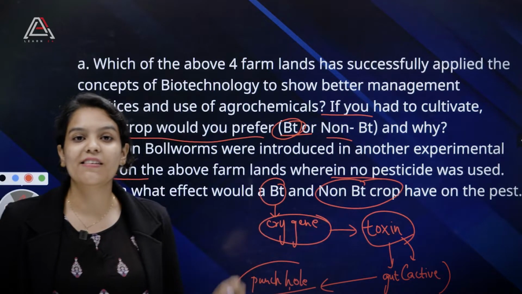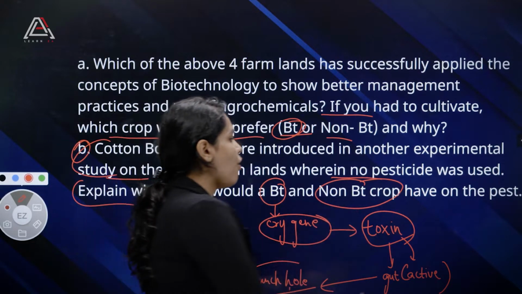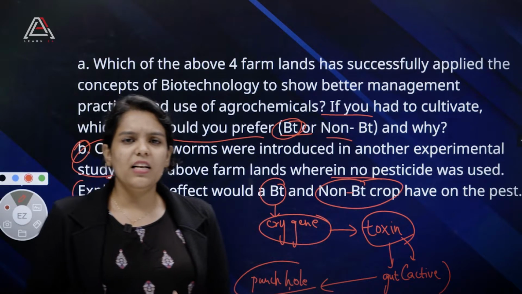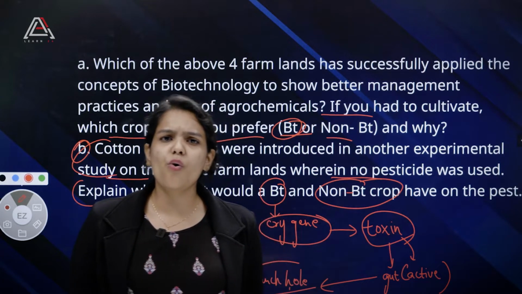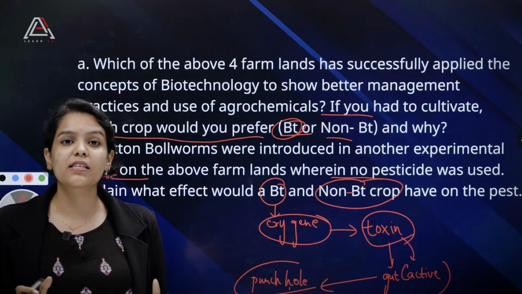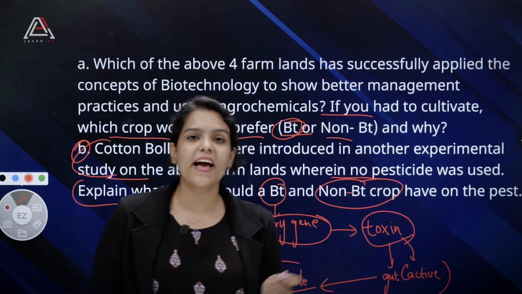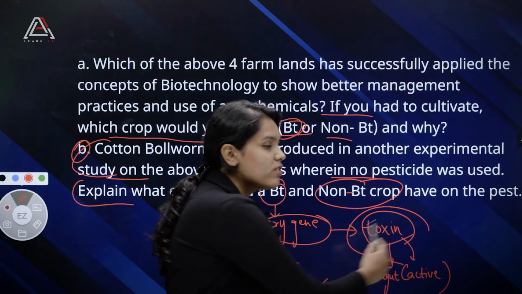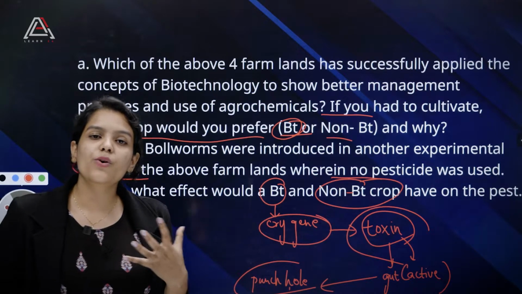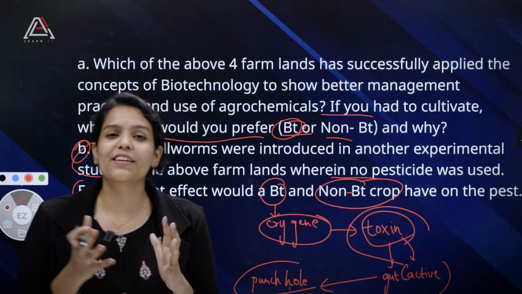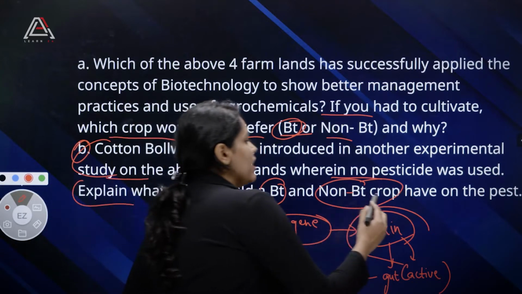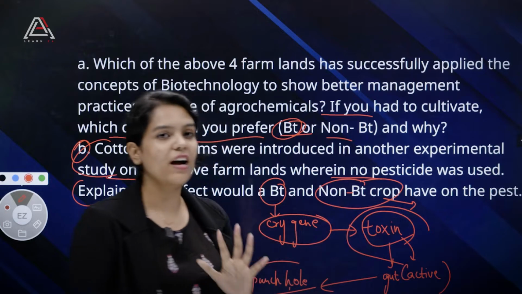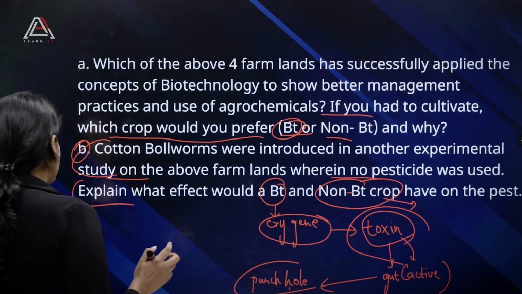So that will be the effect of BT, whereas when we are talking about the non-BT crop, it will have no effect on the cotton bollworm. Why? Because the non-BT crop does not have any sort of resistant gene, nor is it producing any toxin proteins. So there will be no effect on the cotton bollworm, and the crop will easily be attacked by it. Okay, so that is the answer. So let's see the answer.